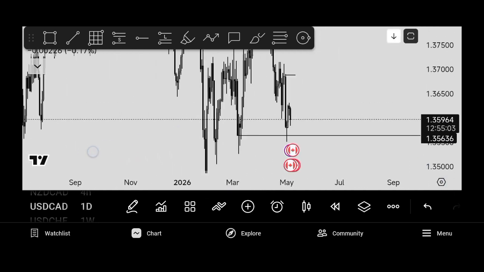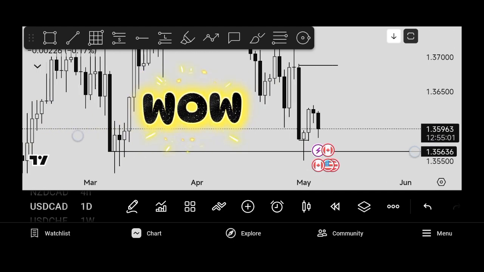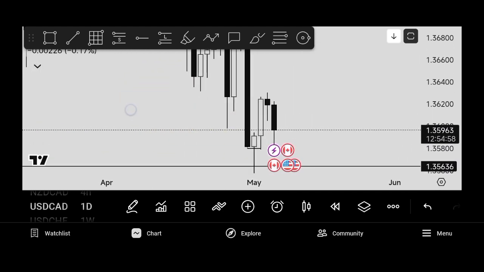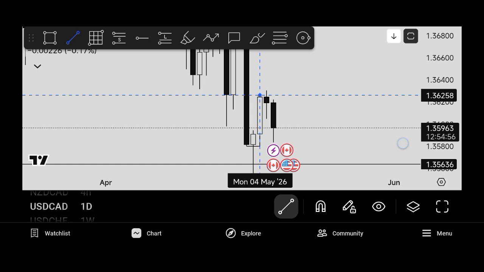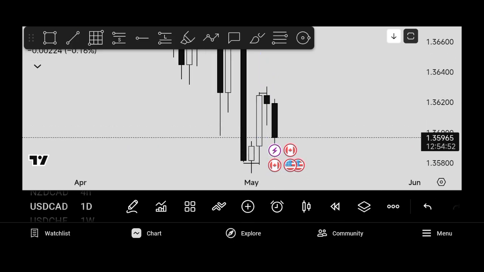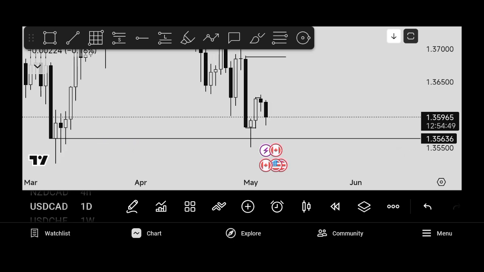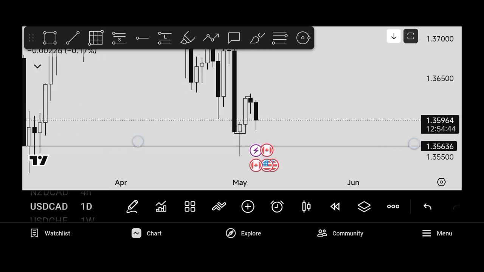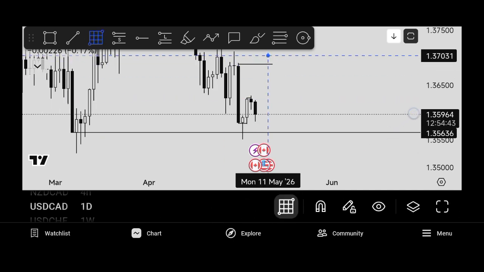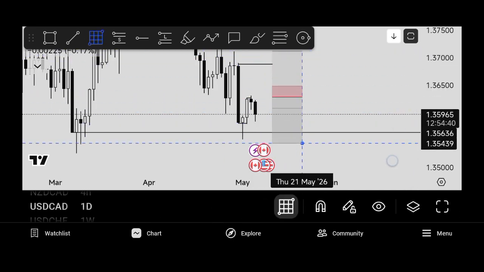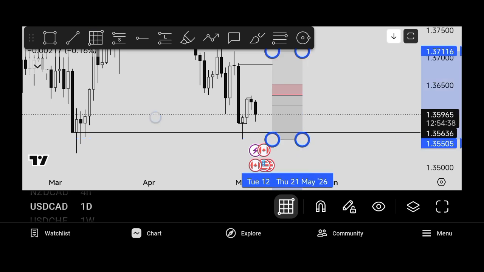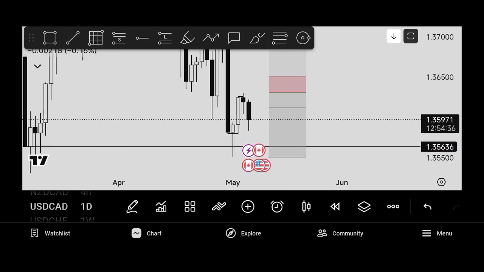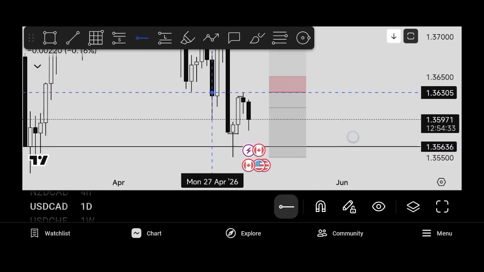And then I realized that, ooh, nice, we were forming another CRT, but this time around I caught it from the very beginning. And I'm going to explain all of that. So, what can you say about this CRT? It is in premium of this range, because we have a range from this high to this low, and our CRT is located in the premium. It's also coming from a key level, as you can see.